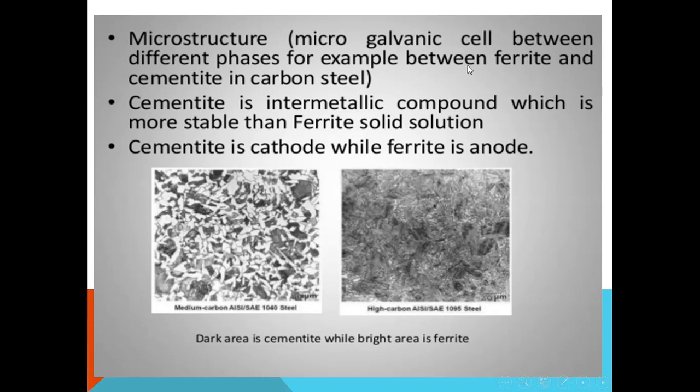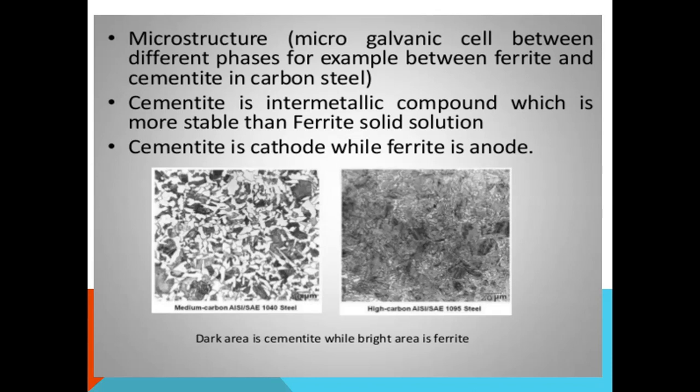Microstructure: a microgalvanic cell forms between different phases, for example between ferrite and cementite in carbon steel. Cementite is an intermetallic compound which is more stable than the ferrite solid solution. Cementite is the cathode while ferrite is the anode in carbon steel.